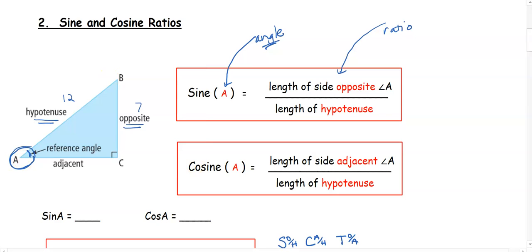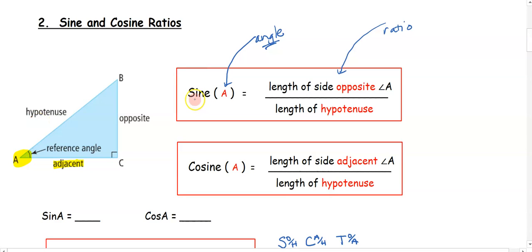The cosine ratio is defined as the length of the side adjacent. Remember, the adjacent side is always next to the angle but not the hypotenuse. So the adjacent as compared to the hypotenuse is defined as the cosine ratio.